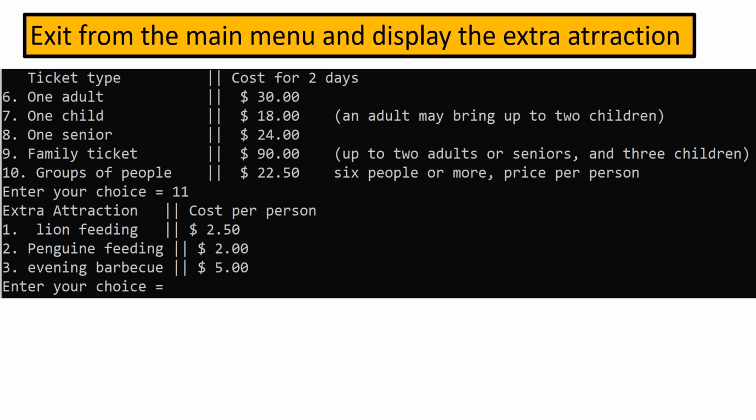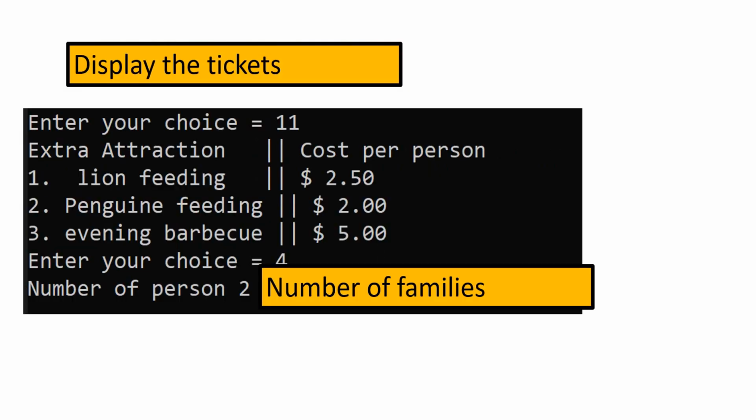You can give any number between 1 to 3, and if you give any number that is not between 1 and 3, it will exit from this main menu also. Now you enter your choice, for example number 2, and it shows me number of families. How many number of families? There are 2 families you have entered.